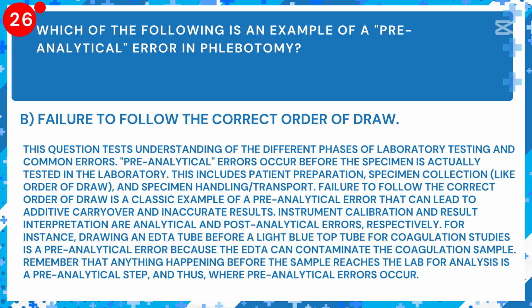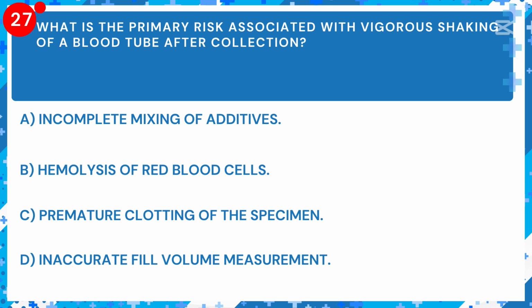Question 27. What is the primary risk associated with vigorous shaking of a blood tube after collection? A. Incomplete mixing of additives. B. Hemolysis of red blood cells. C. Premature clotting of the specimen. D. Inaccurate fill volume measurement.